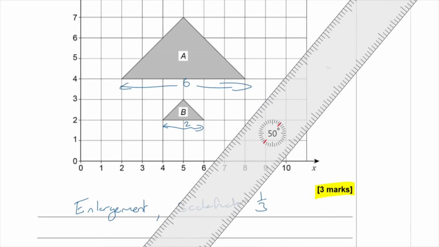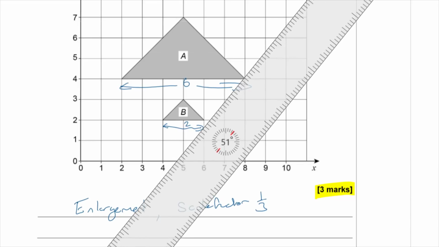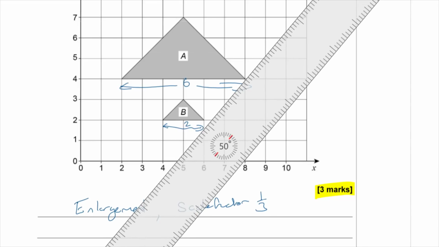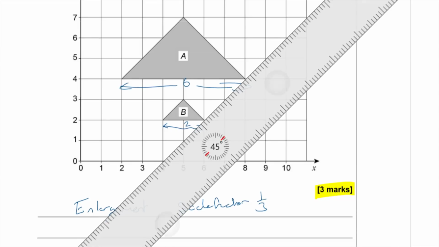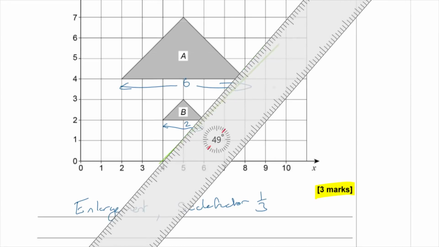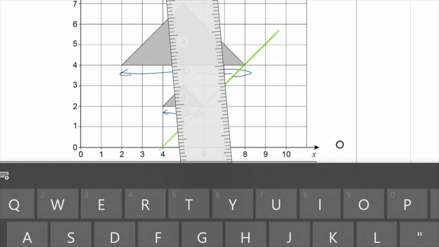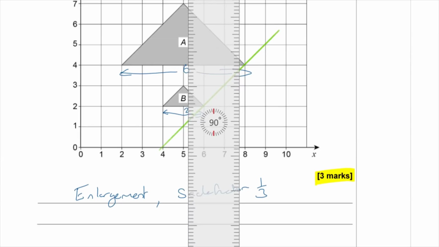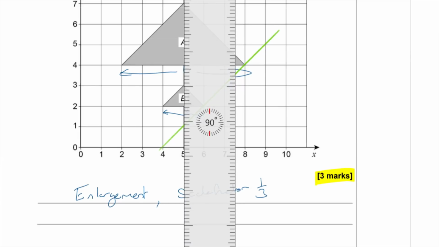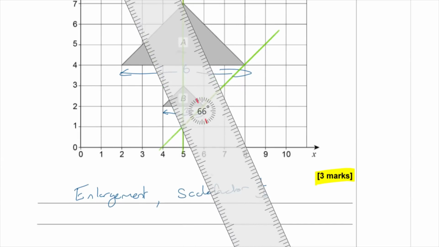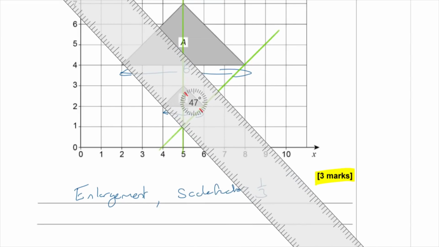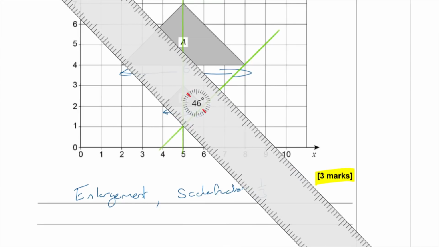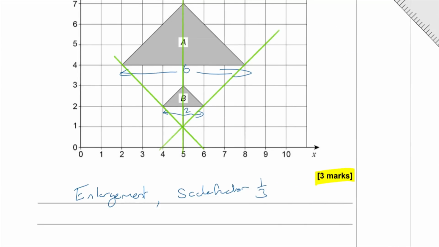So find pairs of matching points on your object and image and draw a line through them. So there's one. There's my first ray line. Tops of the triangles are here. Second ray line, and there's another one here. 2's normally enough, but let's just do 1 for luck. You'll find that they all kind of converge on one point, and that will be your center. So here, that's the center of enlargement there.